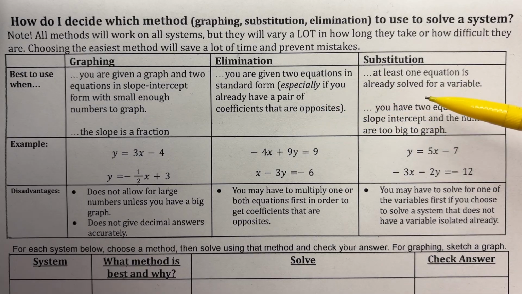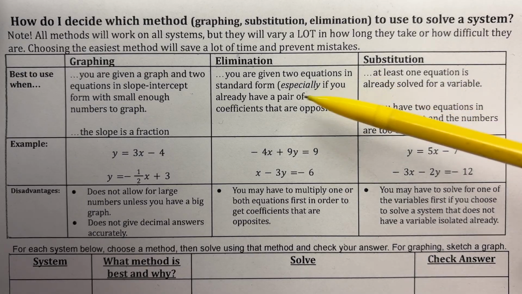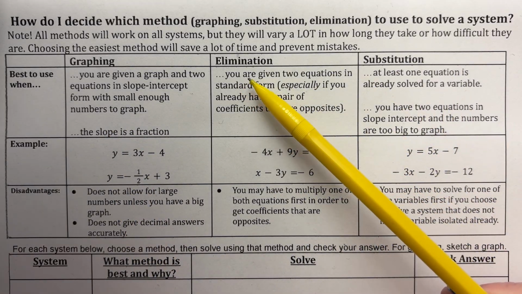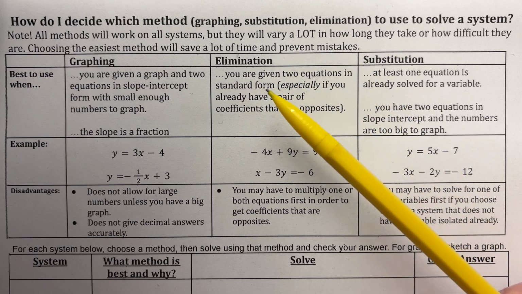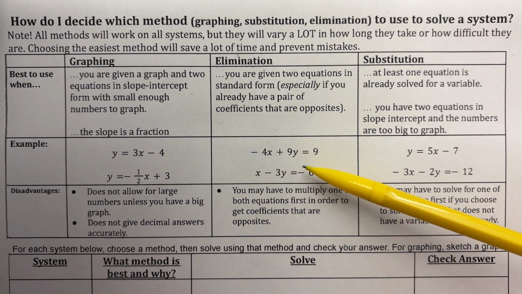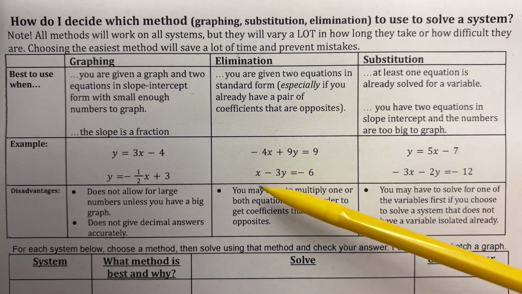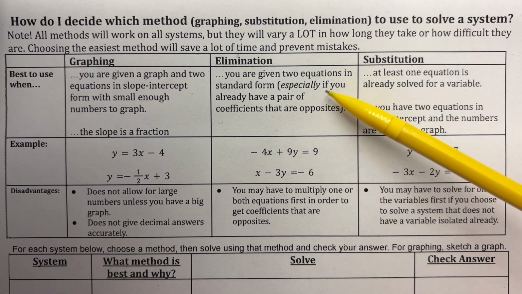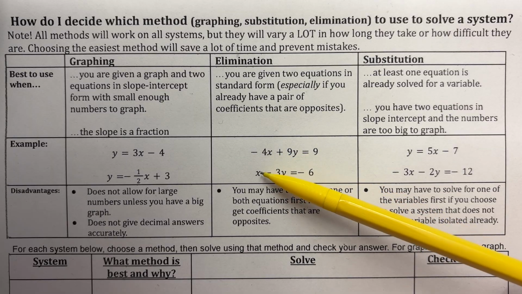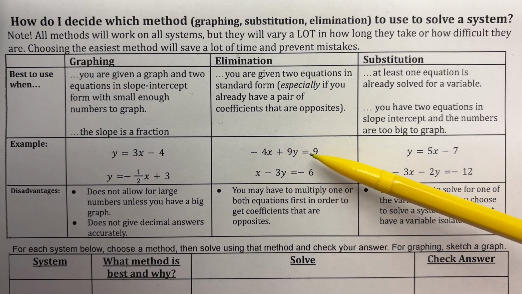Now, elimination and substitution are what's called the algebraic methods. I can solve by graphing, or I can solve algebraically, meaning using equations. I'm going to use elimination if I'm given 2 equations in standard form. This is standard form: a number times x plus a number times y equals a number. This is my favorite place to use elimination. This is especially true if you already have, let's say this was a -4 and this was a +4. That would make it especially easy to use elimination. But this one, I would use elimination on this system.